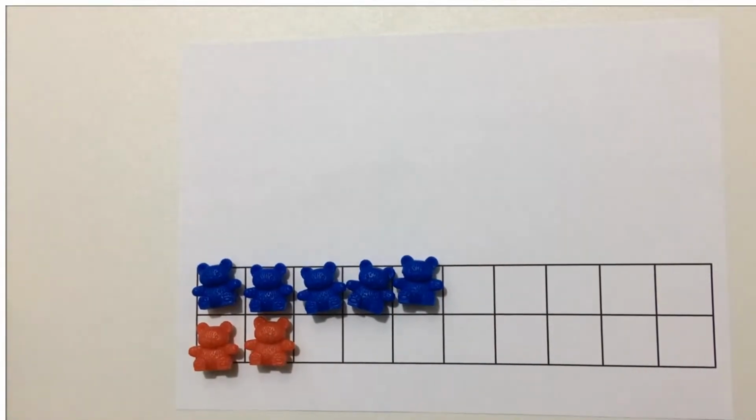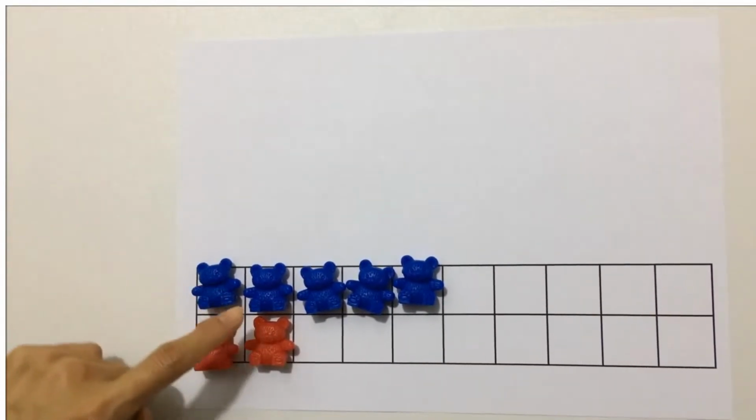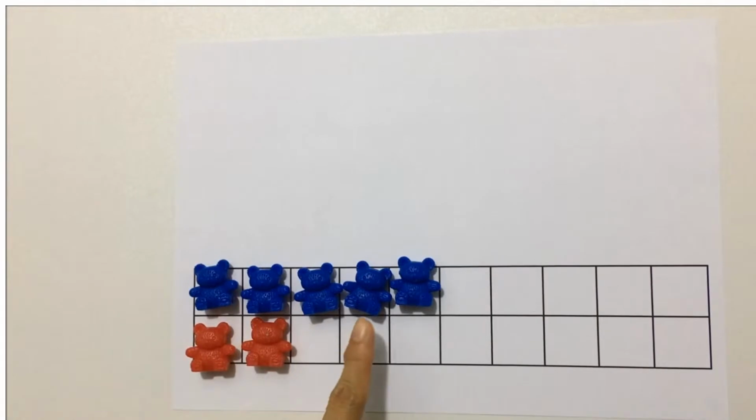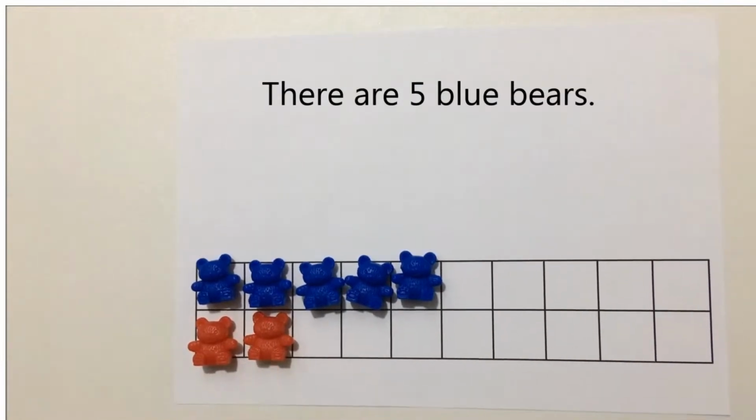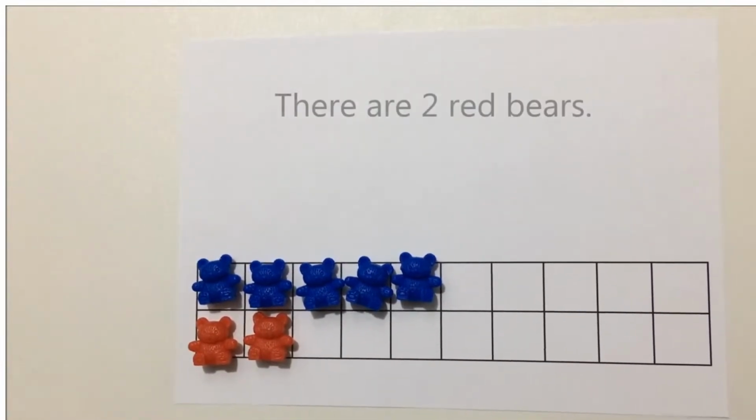Let's count the bears. 1, 2, 3, 4, 5. There are 5 blue bears. 1, 2. There are 2 red bears.